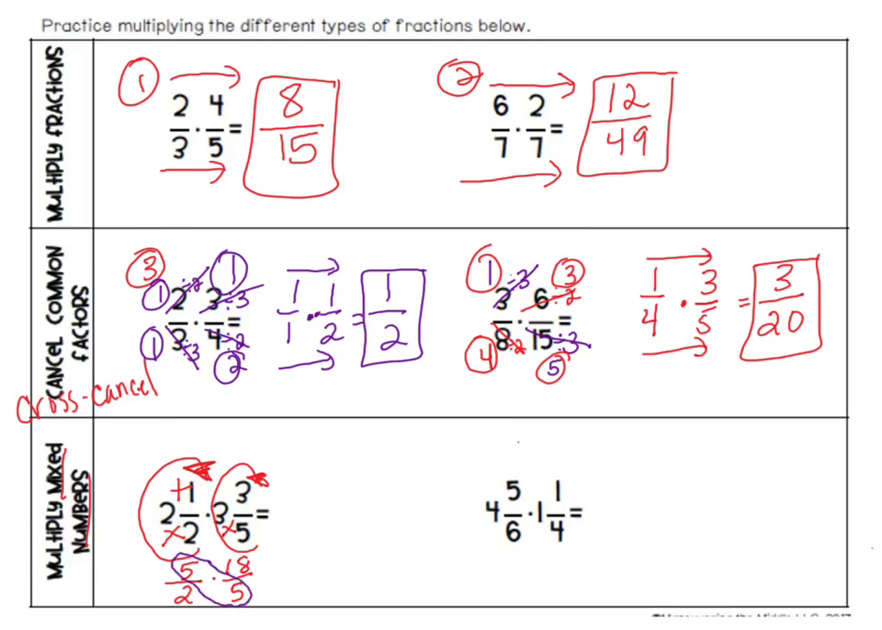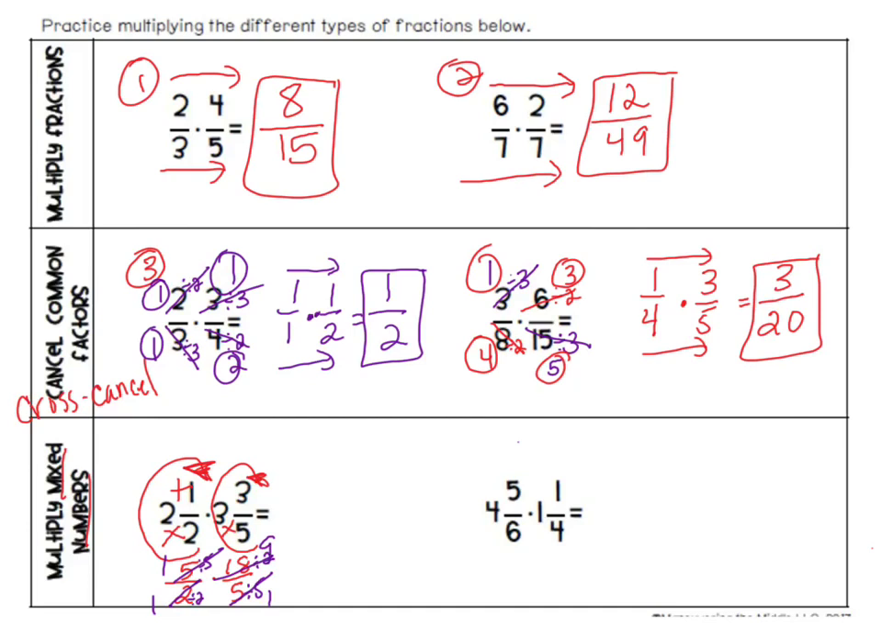I have 5 and 5. What can they both be divided by? They can both be divided by 5. So 5 divided by 5 is 1. 5 divided by 5 is 1. So those are now much smaller and easier to work with. Let's look this way. We have 2 and 18. What can they both be divided by? They can both be divided by 2. 2 divided by 2 is 1. 18 divided by 2 is 9.